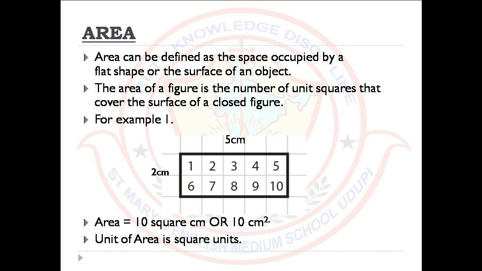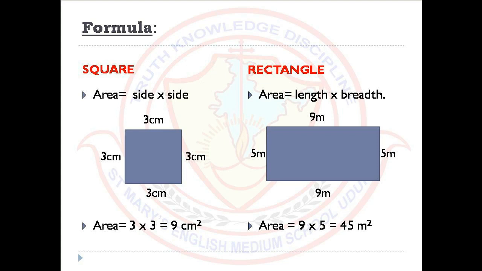Therefore, the area of a rectangle shape of length 5 centimeter and breadth 2 centimeter is 10 square centimeter, or we can call it 10 centimeter square, where the unit of area is square units. In the previous example, we used grid lines to find out the area of a given shape. Now we will see the formulas.